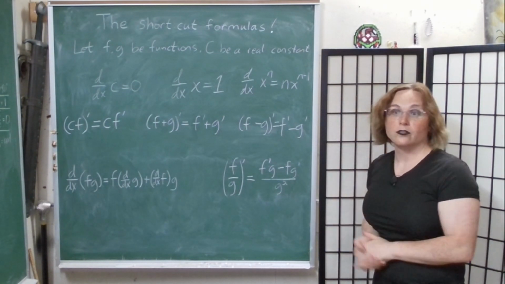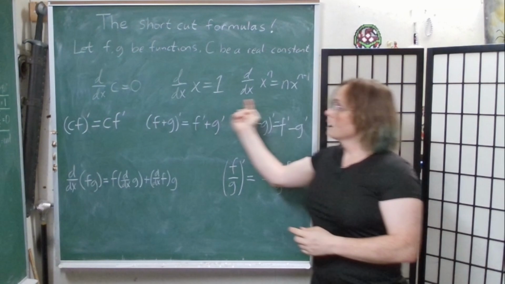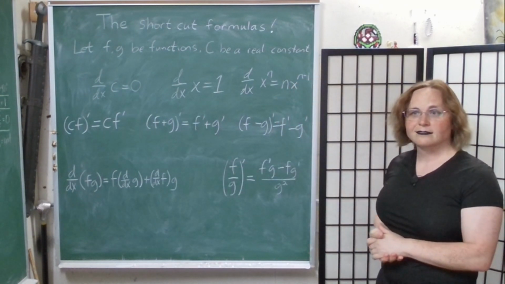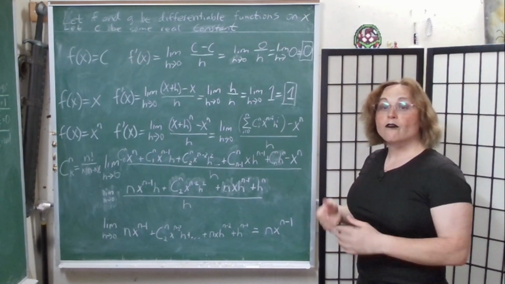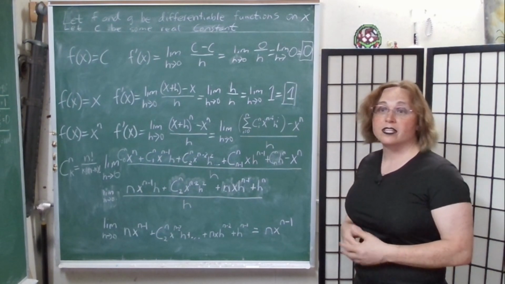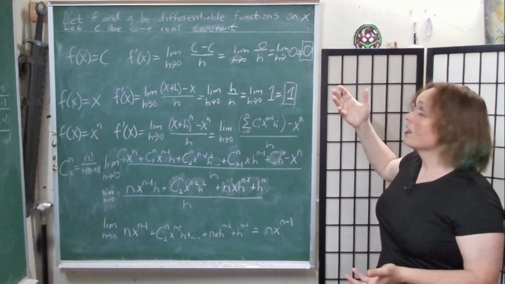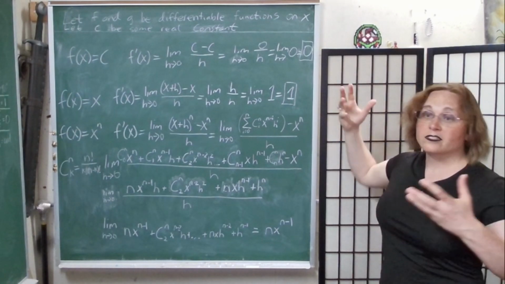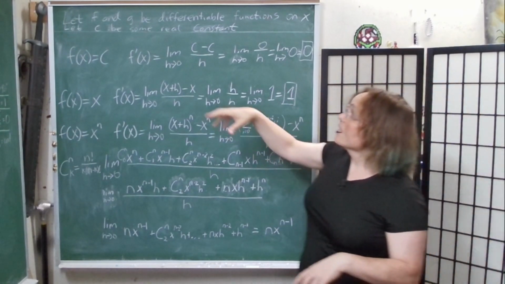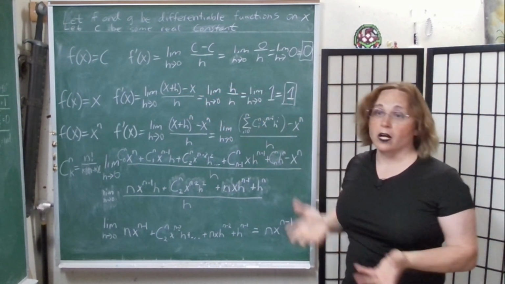And again, we'll prove that also. So let's go ahead and prove these first three now. For all of these situations, we're going to be using the exact same criteria. We're going to have f and g be differentiable functions on some x or some interval of x, and then c is going to be some real constant.